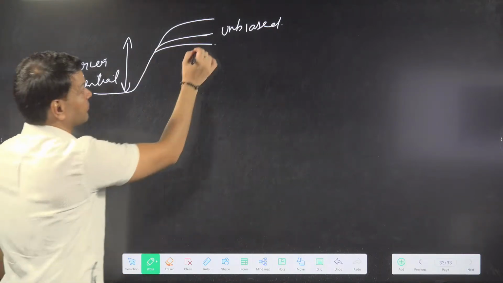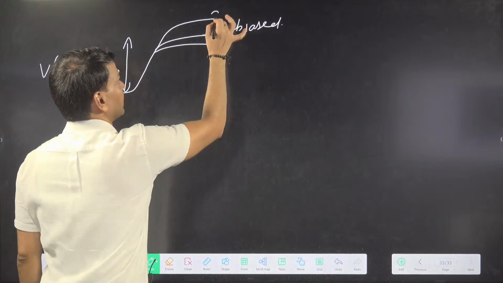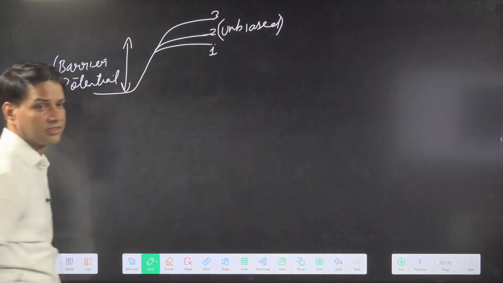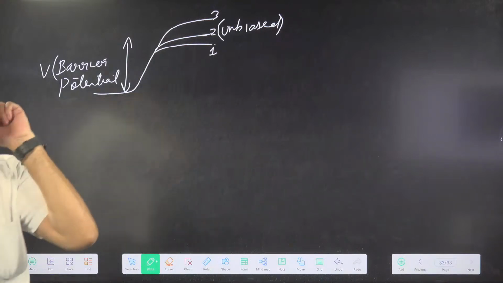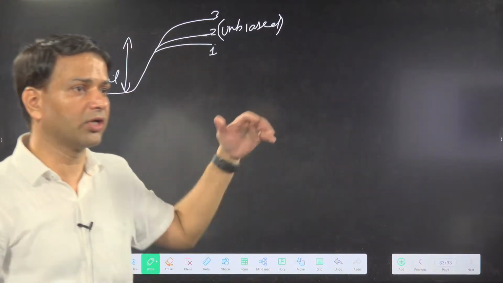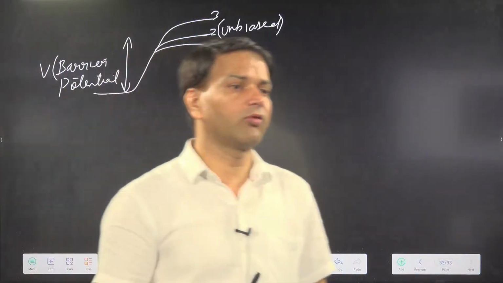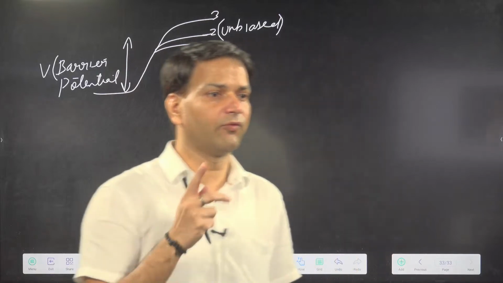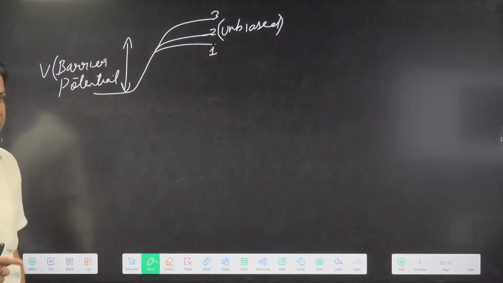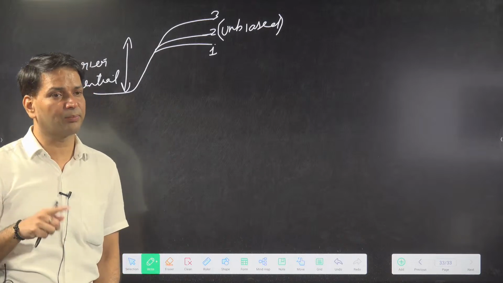Suppose I am saying 1, 2, and 3. For 2, I have set the unbiased. Then who will say what is the 1 and what is the 3? In forward biasing, the barrier potential decreases. In reverse biasing, the barrier potential increases.